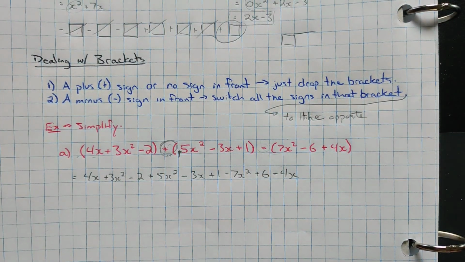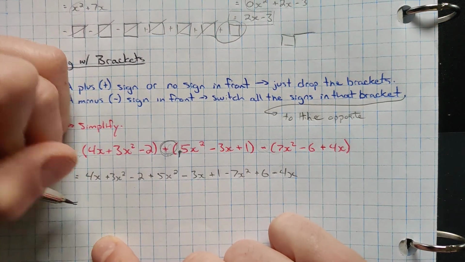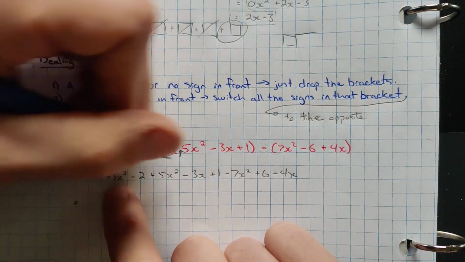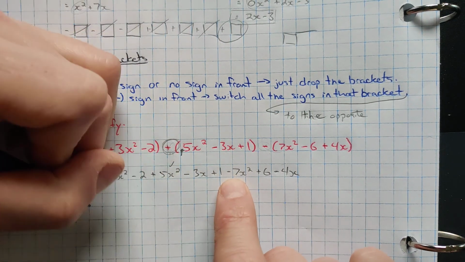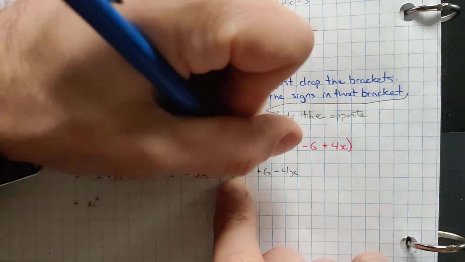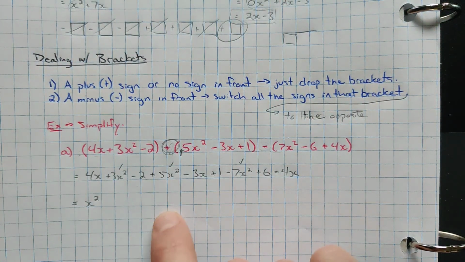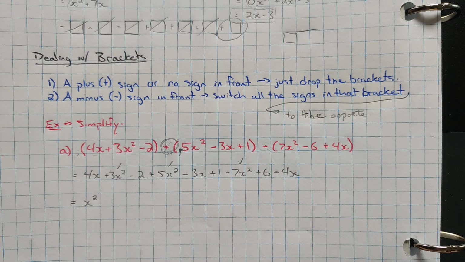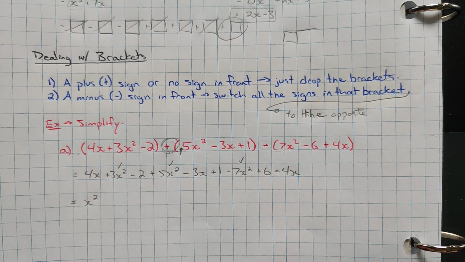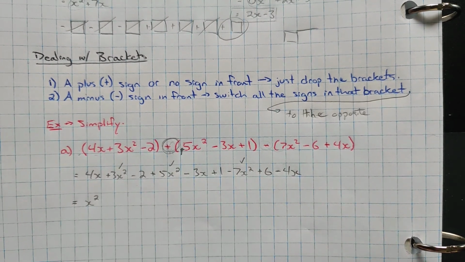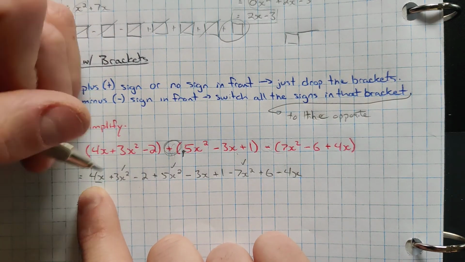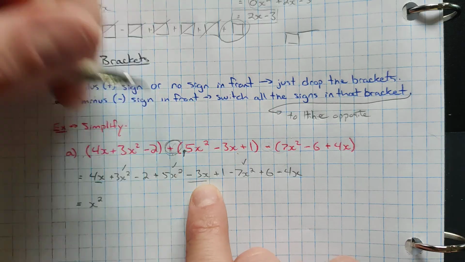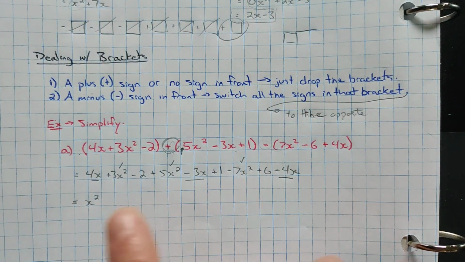So I have all those now out of their brackets, and I can collect my like terms and simplify this. So I have a 3x squared plus a 5x squared. That's going to give me 8x squared minus 7x squared is going to leave me with x squared. And again, if you want to collect like terms, you're perfectly fine to do that. If you're comfortable not collecting like terms, just make sure you have the correct answer and it will be all good. We have a 4x and we have a minus 3x and a minus 4x.